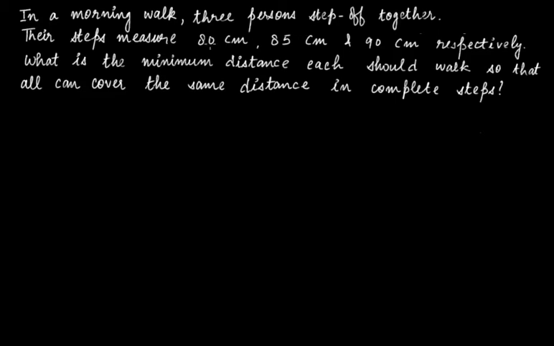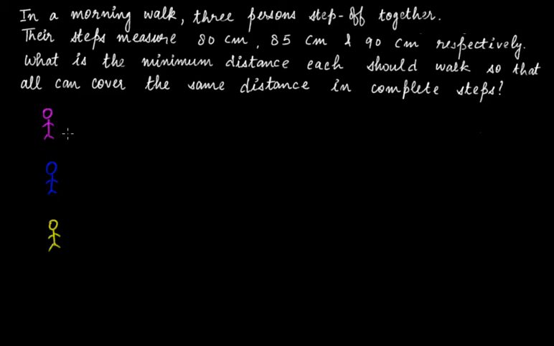Like in one step they cover this distance or this length, okay, 80 centimeter. Now what is the minimum distance each should walk so that all can cover the same distance in complete steps? What it's trying to say is that, let's say this is person A, person B and person C.